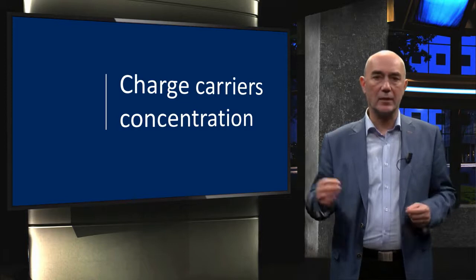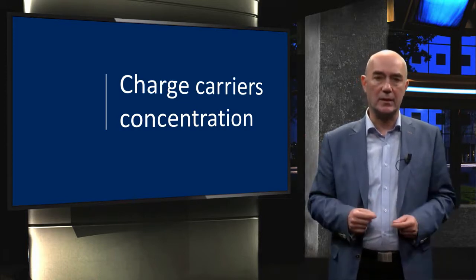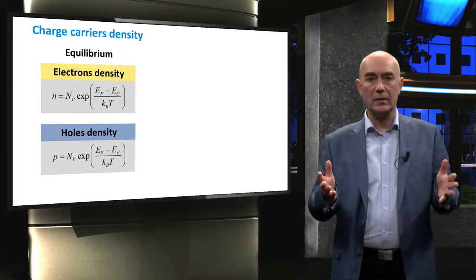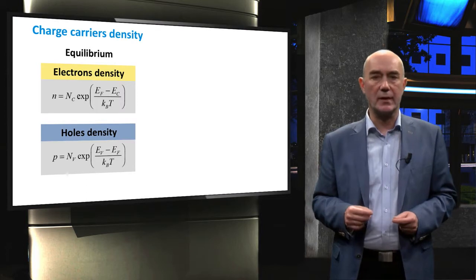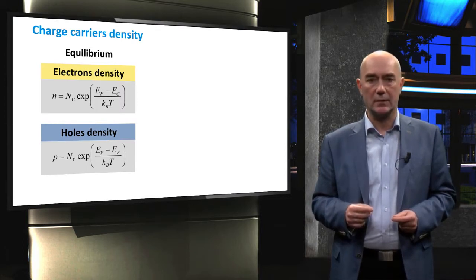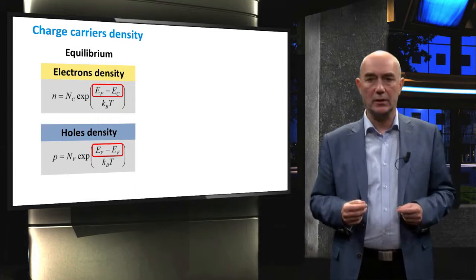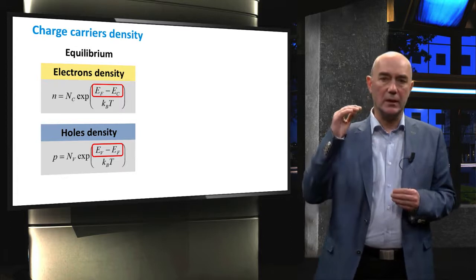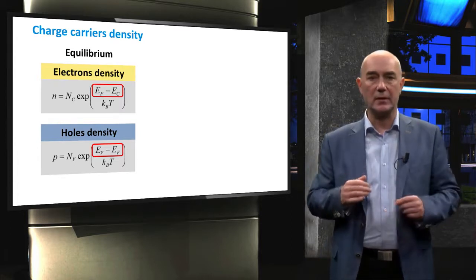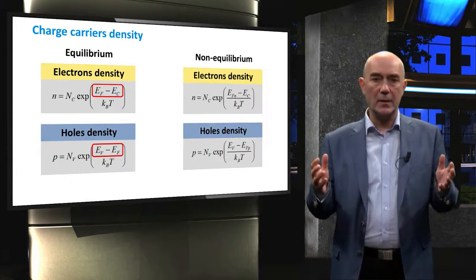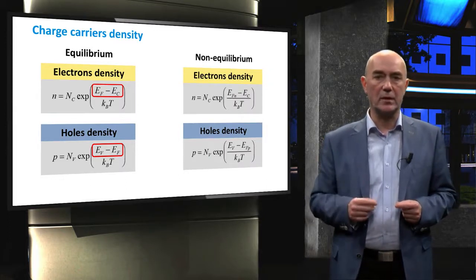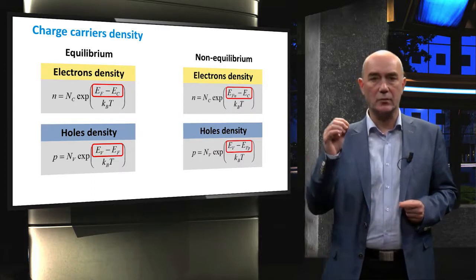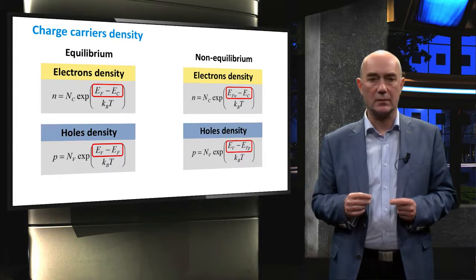Let's determine the carrier concentrations in illuminated semiconductors. For a system in equilibrium, we determine the carrier densities occupying the states in the conduction and valence bands. As you can recall, they were a function of the position of the Fermi level with respect to the edges of the conduction and the valence bands. The same can be done in a situation of non-equilibrium. The difference is that now we have to consider two quasi-Fermi energy levels.